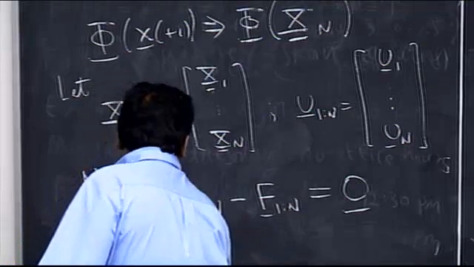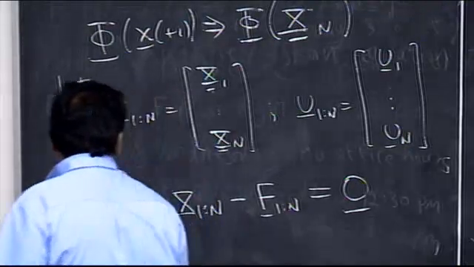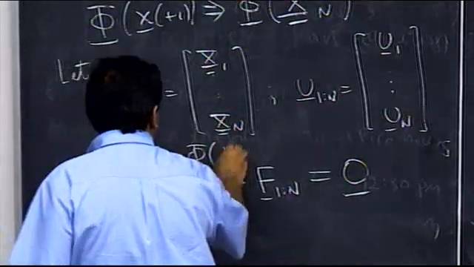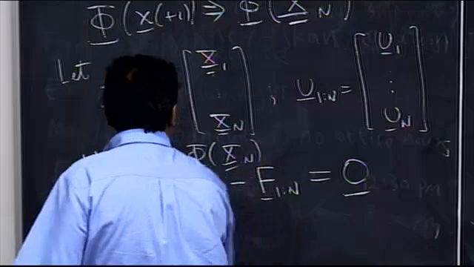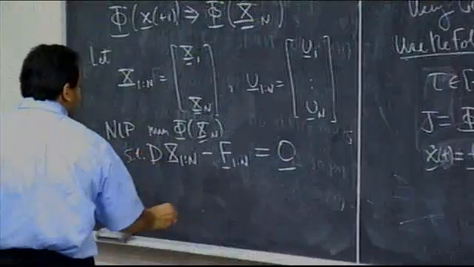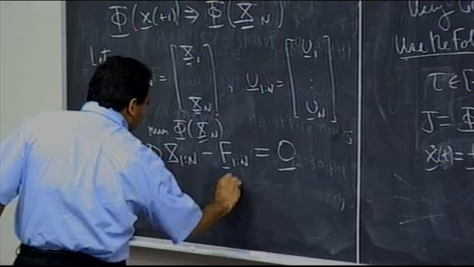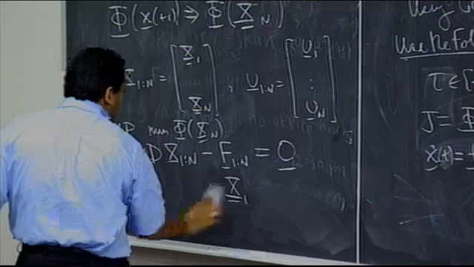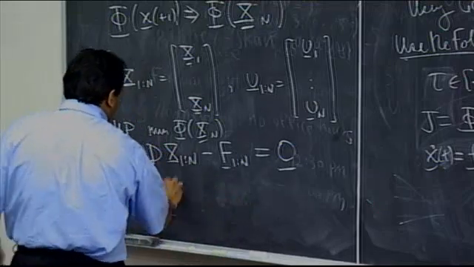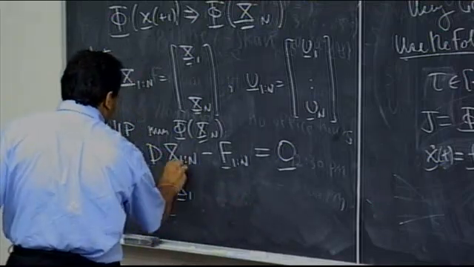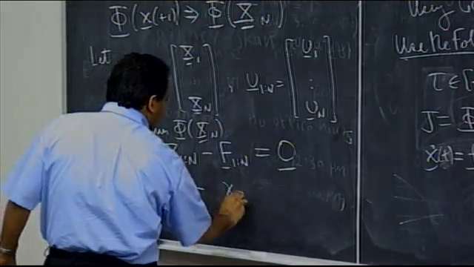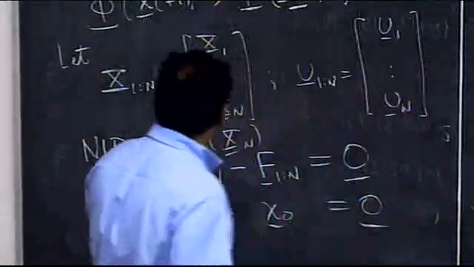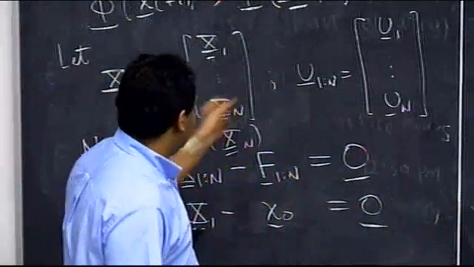And I've got the cost function that I'm trying to minimize, so it's minimize phi of x n subject to this and the condition that x1 minus x0 has to equal 0. So I'm trying to minimize this cost function subject to all these constraints.